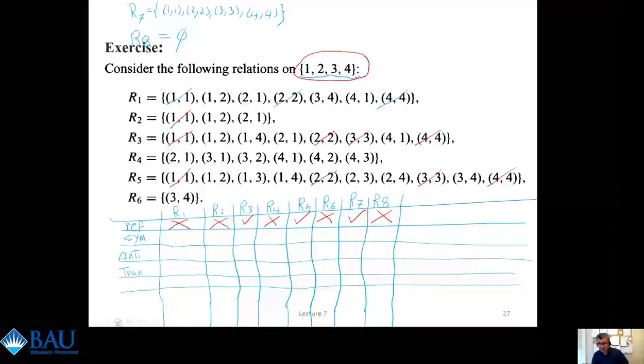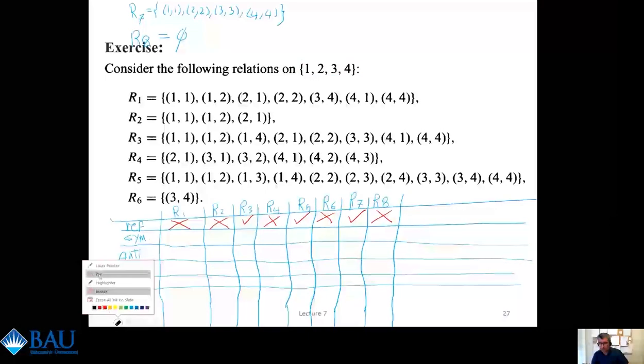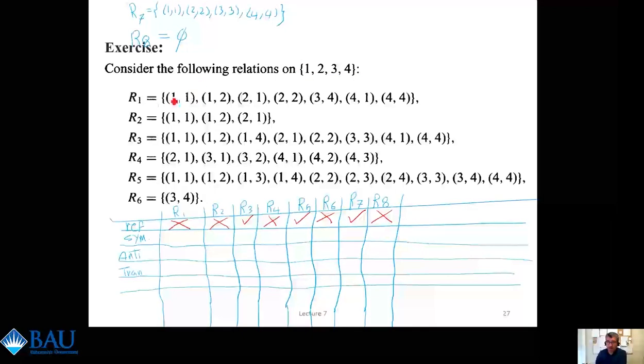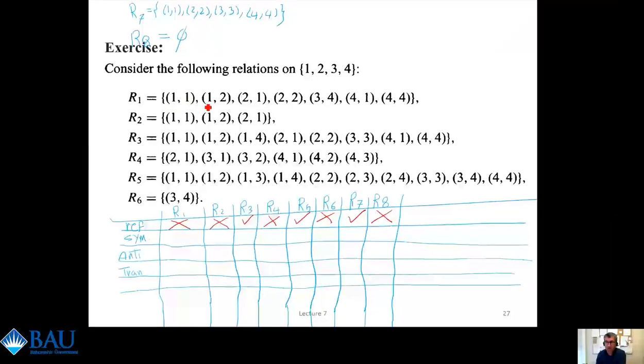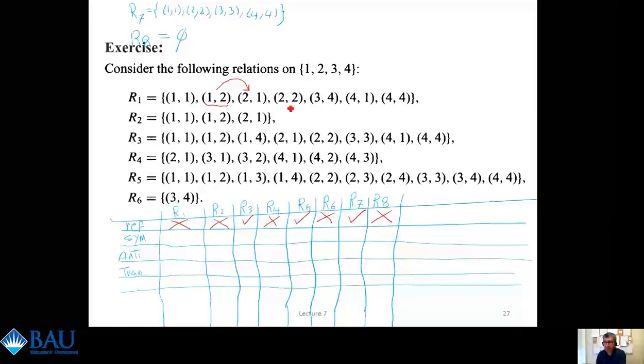The next part is the symmetric. What's the symmetric? To talk about the symmetric, you don't need to check set A. Just look at your relation. I'm talking about R1. Don't check the same number. For example, 1,1, we don't need it. Look at 1,2. Do we have 2,1? Yes. Go to the next number. The next number is 3,4. Do we have 4,3? No. Since we don't have it, it's not symmetric.